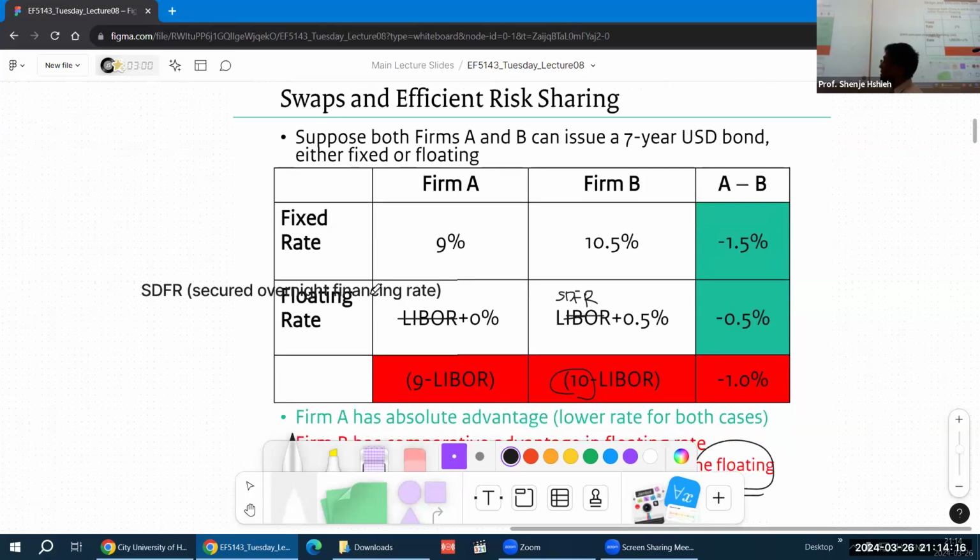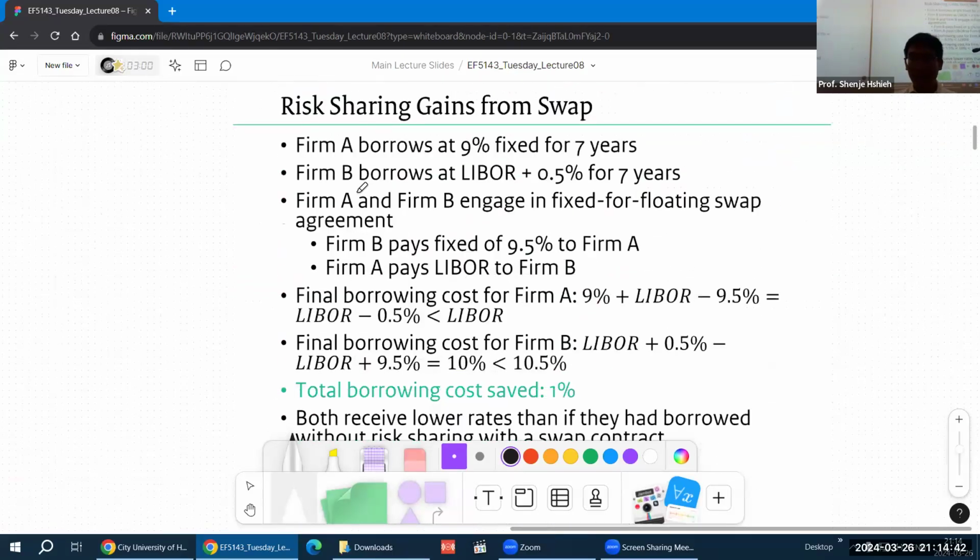And I'm going to show you that if each firm specializes in the interest rate that they're best at borrowing at, and they engage in a swap agreement, they can come out with lower borrowing rates than before. Okay, so I'm going to give you one solution that's a win-win for both of these firms. So to summarize, we're going to allow firm A to borrow fixed because it has a relatively better rate than firm B. So we'll let firm A specialize at borrowing at 9% for, let's say, 7 years.